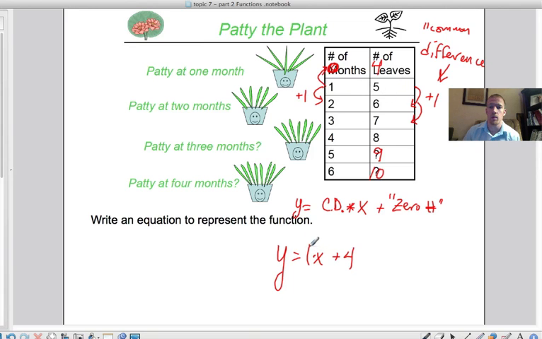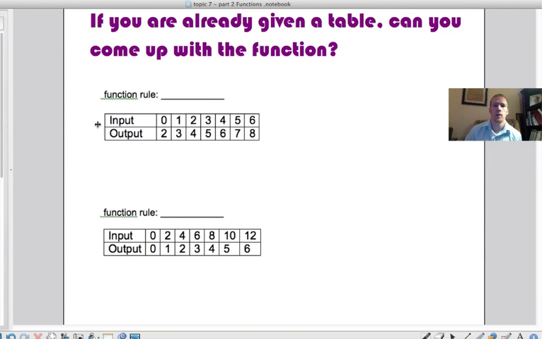If we plug in a 1, 1 times 1 is 1, plus 4 is 5. Let's try another one, 4 here. Let's test this. Plug in a 4. 1 times 4 is 4, plus 4 is 8, so it works. Alright, now we can find, 200 months later, how many leaves does it have, theoretically. So if you're already given a table, come up with a function.